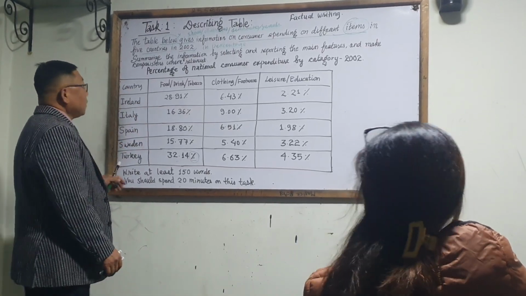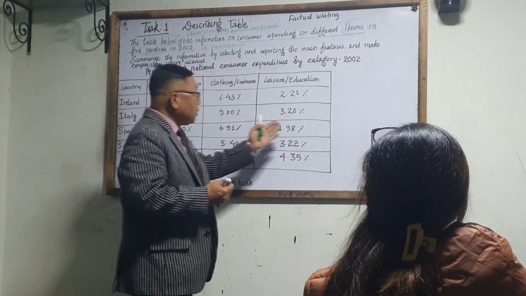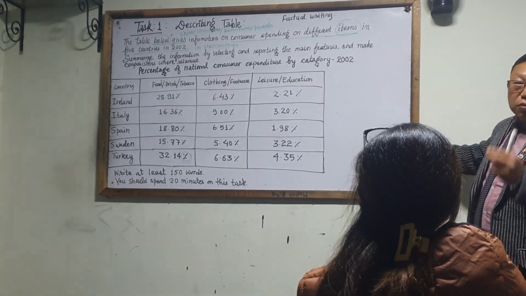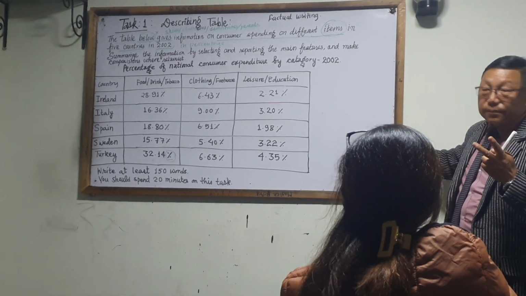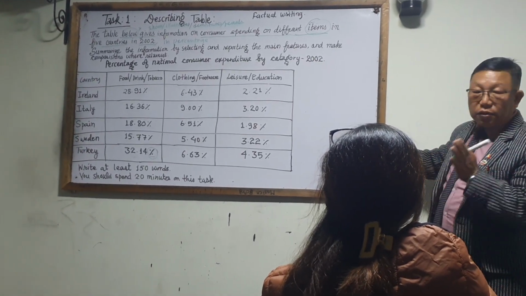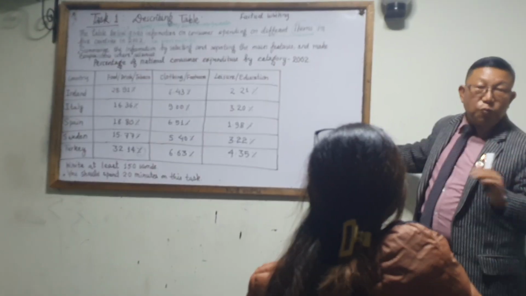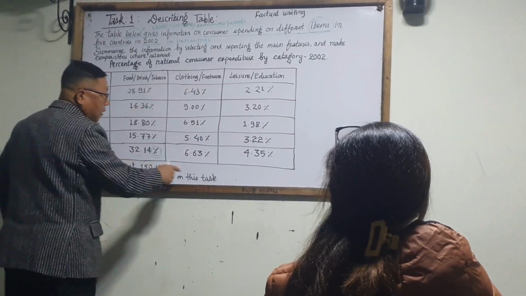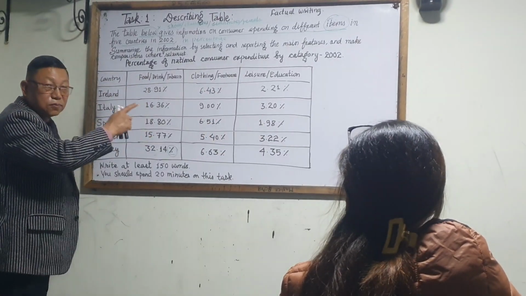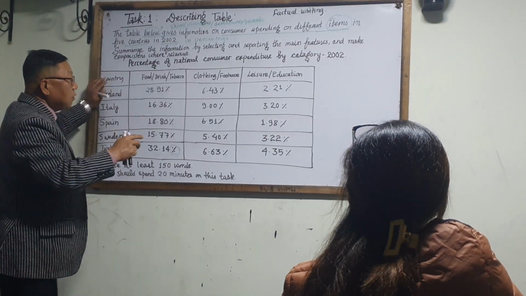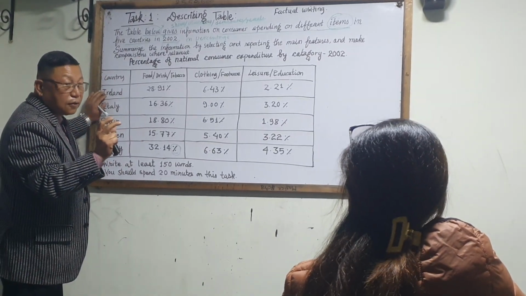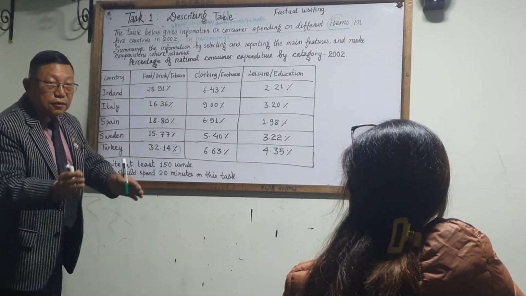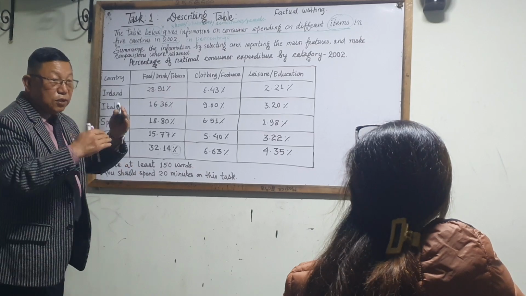After writing the introduction, you have to write the body part. There are two ways you can write the body part. Either after the introduction you can give all the overviews, because you can see the data, or you can write the overall. Or you can describe the data and finally write the conclusion. Two ways you can write.